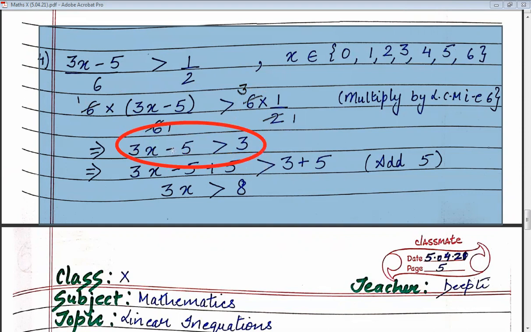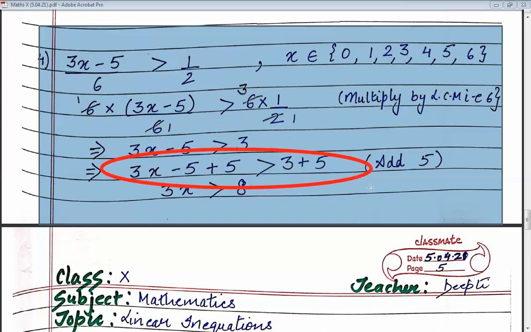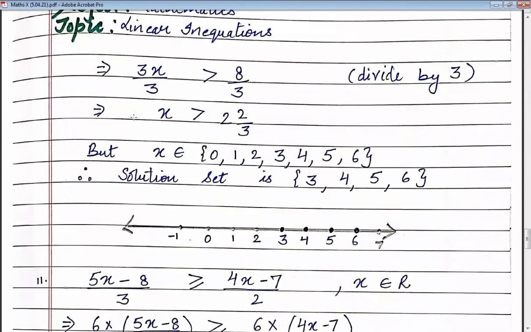Now children, we have to find the value of x here. So now let's get rid of minus 5. So let's add plus 5 on both the sides. After adding plus 5 on both the sides, your linear inequation will become 3x greater than 8, because minus 5 will cancel with plus 5, and 3 plus 5 will become 8. And you know that your inequality remains the same. So you have 3x greater than 8. Is it clear, students?